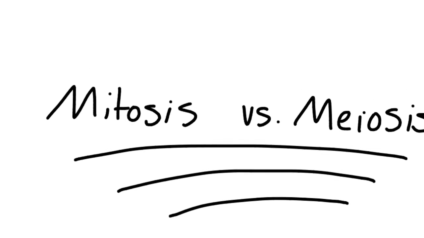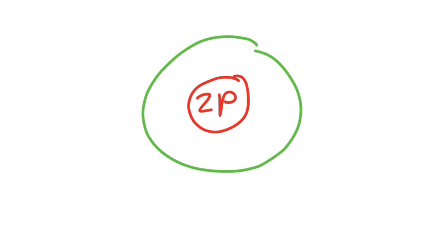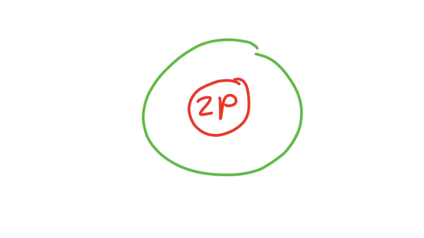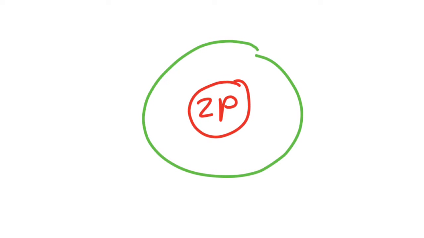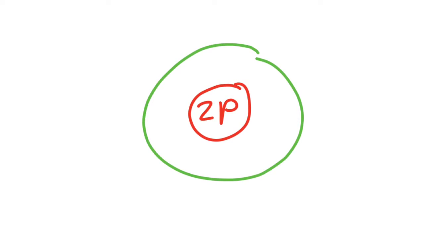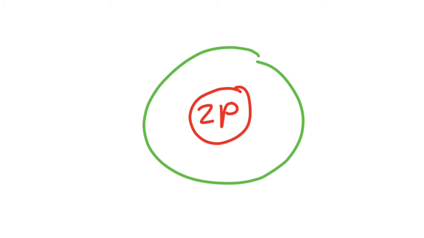Mitosis versus meiosis and cell division. In this video, there are really only two ways that a cell can reproduce. The first is mitosis and the second is meiosis. Mitosis is a process of cell division that results in two genetically identical daughter cells developing from the same parent cell.